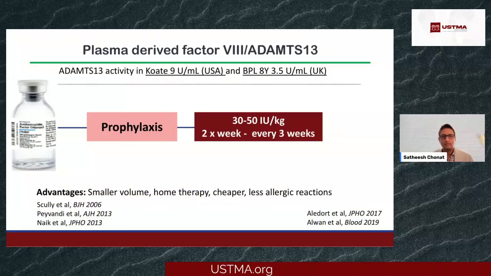This is a plasma-derived factor. There are two different medications available. In the United States, it's called COVADE. In the United Kingdom, it's called BPL-8Y. So this is primarily designed for those with hemophilia A, where they have a deficiency of clotting factor 8, shown in Roman numerals VIII.